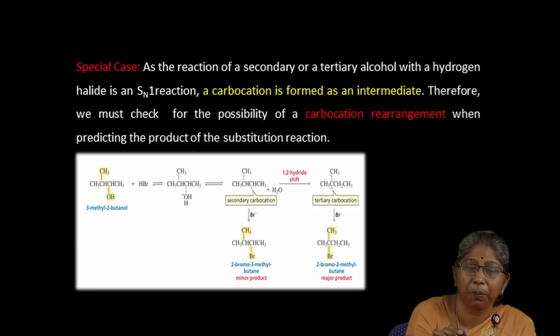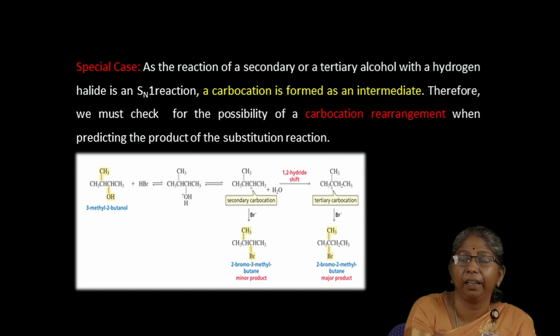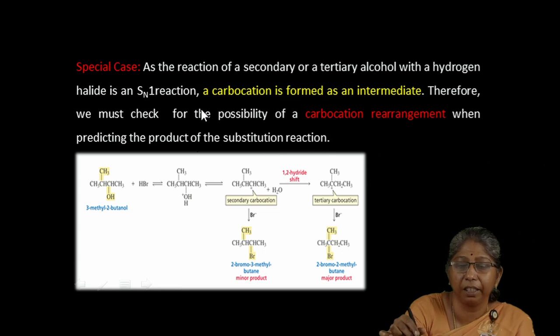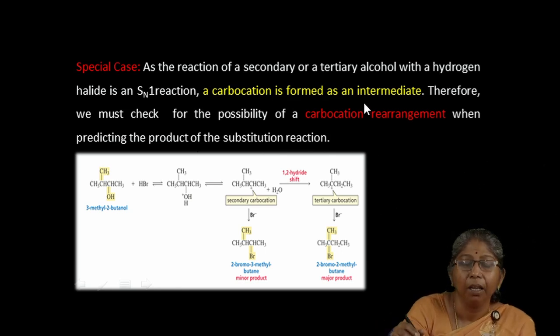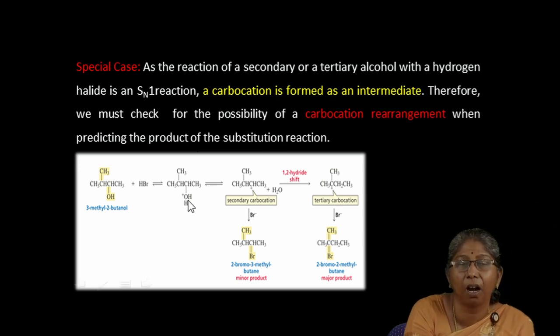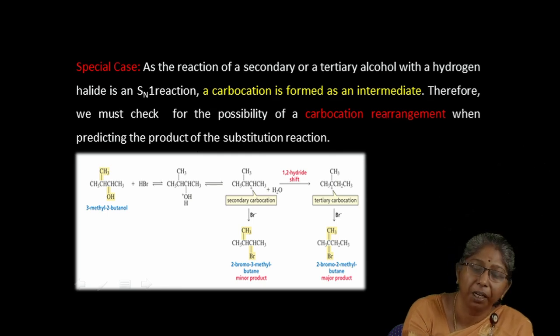There is one more special case. When the reaction takes place in a secondary or tertiary alcohol via the SN1 mechanism, a carbocation is formed as an intermediate. We have seen this already. The carbocation that is formed can rearrange itself, by a 1,2 hydride shift. The carbocation rearrangement will tend towards the more stable carbocation.